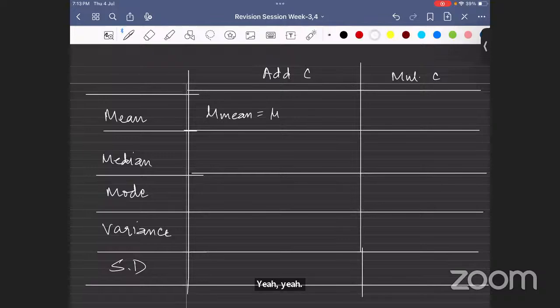Okay. So your new mean would be what? Old plus C, correct? If you're multiplying here also would be what? Times C. Please turn off your mic. Please everyone mute yourself.